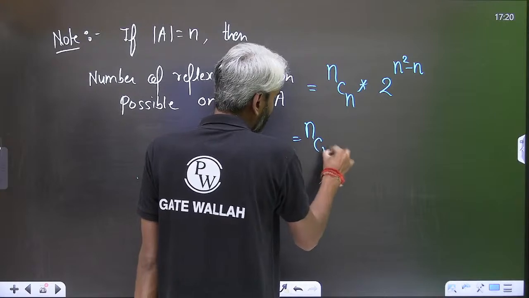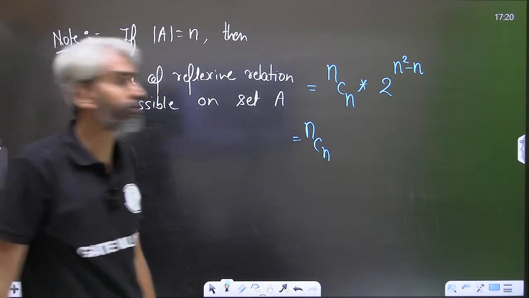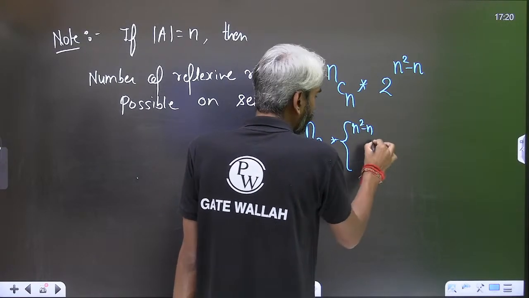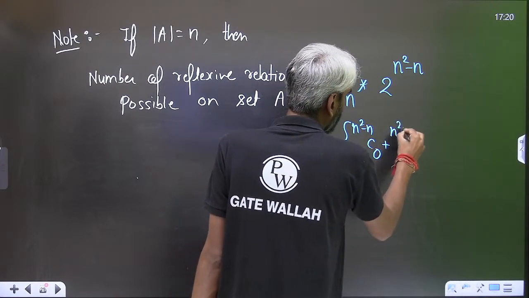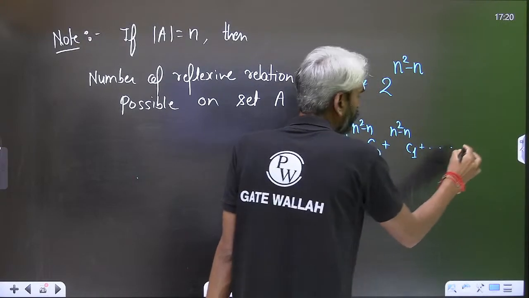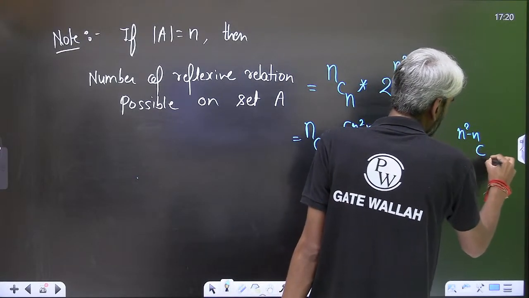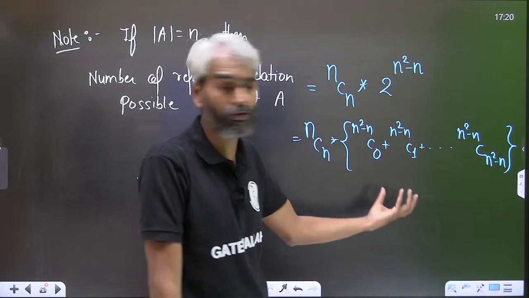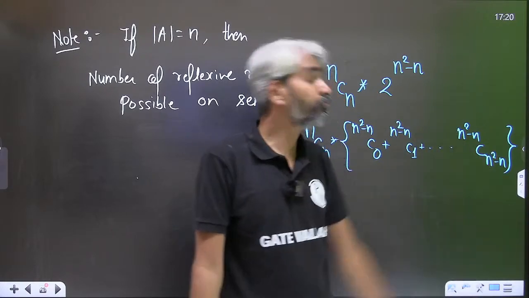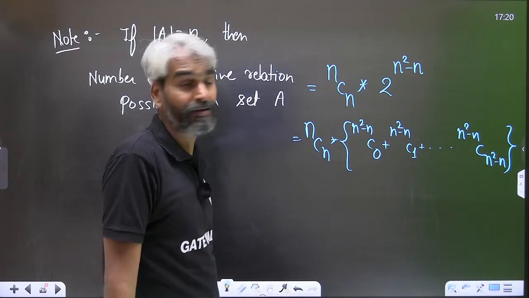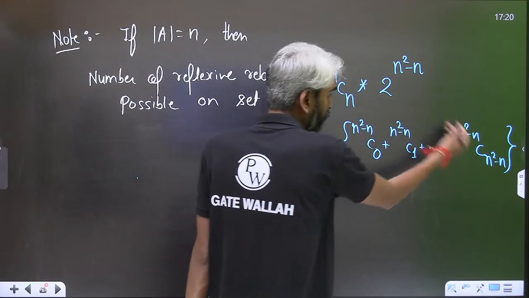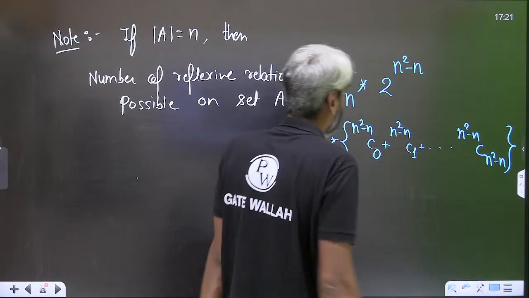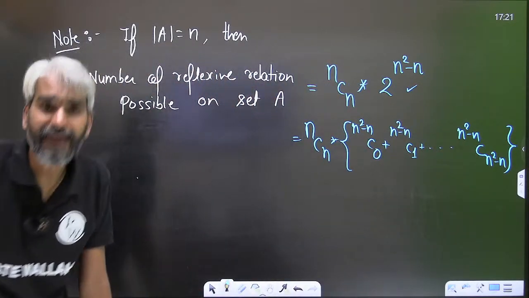Or otherwise, you can use nCn, that is, you need to choose all diagonal ordered pairs, and out of n square minus n non-diagonal ordered pairs, you can choose 0, you can choose 1, up to you can choose all n square minus n. So either you can choose 0 out of those non-diagonal, 1 out of those, 2 out of those, up to all. So nC0 plus nC1 plus nC2 up to nCn is 2 raised to the power n. Similarly, (n square minus n)C0 plus (n square minus n)C1 up to (n square minus n)C(n square minus n) will be 2 raised to the power n square minus n. Clear?